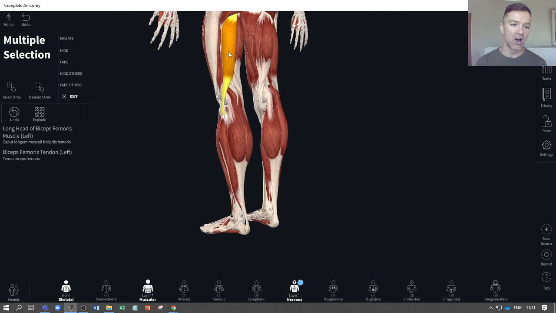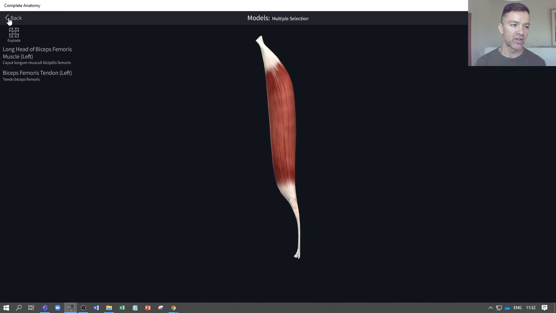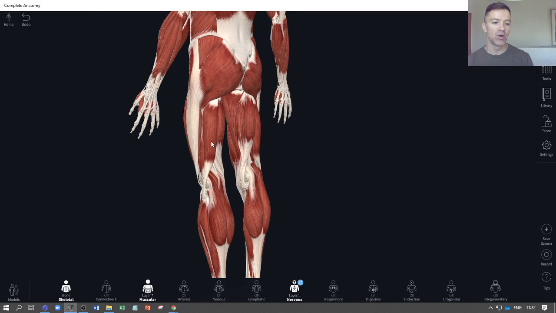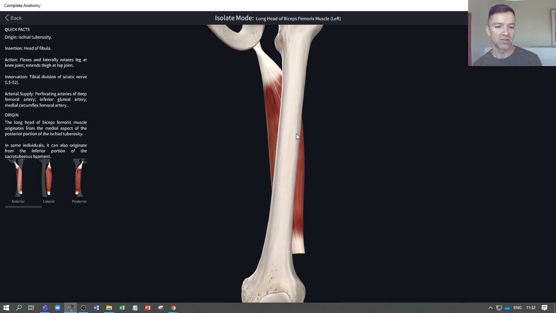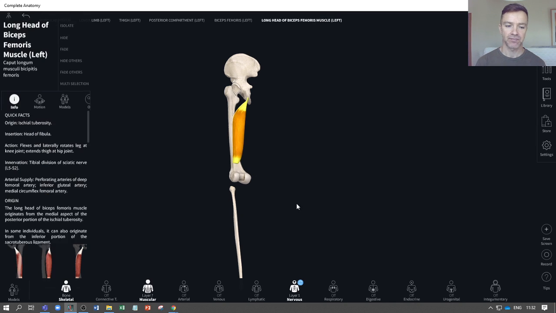So along with the glutes there, because this muscle crosses over the hip joint as well as the knee joint, it's involved in movement at both joints. So sorry, zooms in very close there. Because it crosses the hip joint here, it's involved in extension of the thigh at the hip joint. So it works with your glutes to extend your hip, and then it crosses the knee joint as well, and it's involved in flexion of the knee joint.